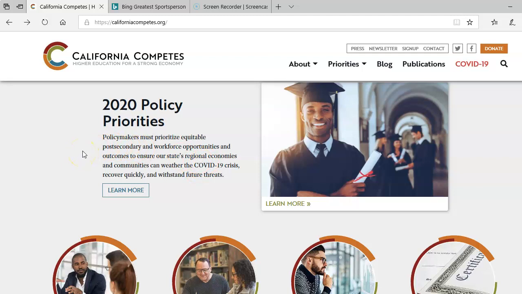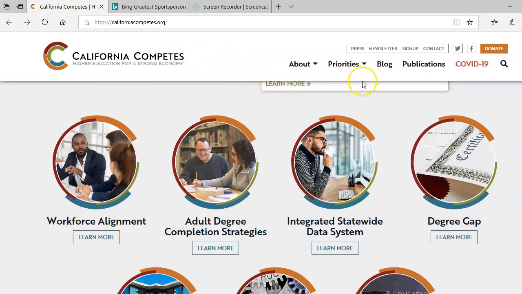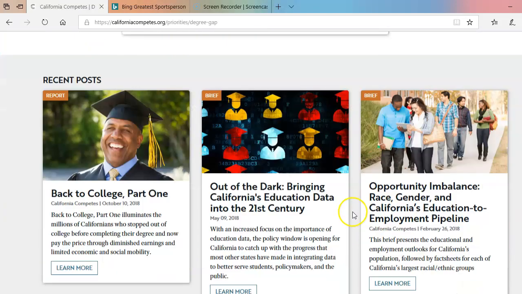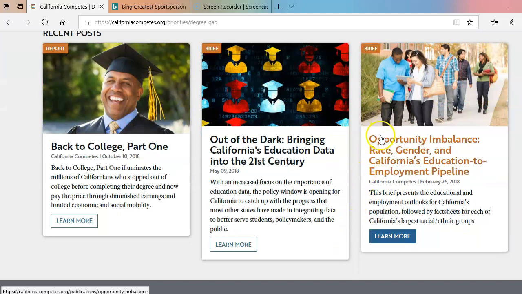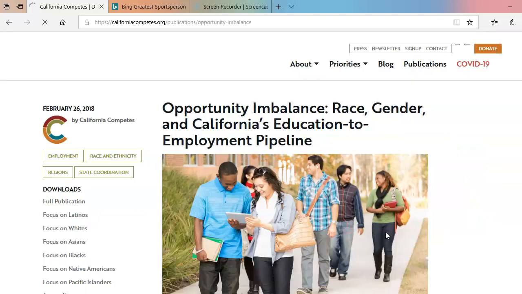We're looking at different groups and seeing how they fare in places like high school, work, and college. So the first site I want you to go to is californiacompetes.org. Type that into your browser, and when you get to the site's homepage, come down to where it says the degree gap and click on that. Then scroll down to this tab that says Opportunity Imbalance, Race, Gender, and California's Education to Employment Pipeline. So we're going to look at quite a bit of data and try to interpret it.